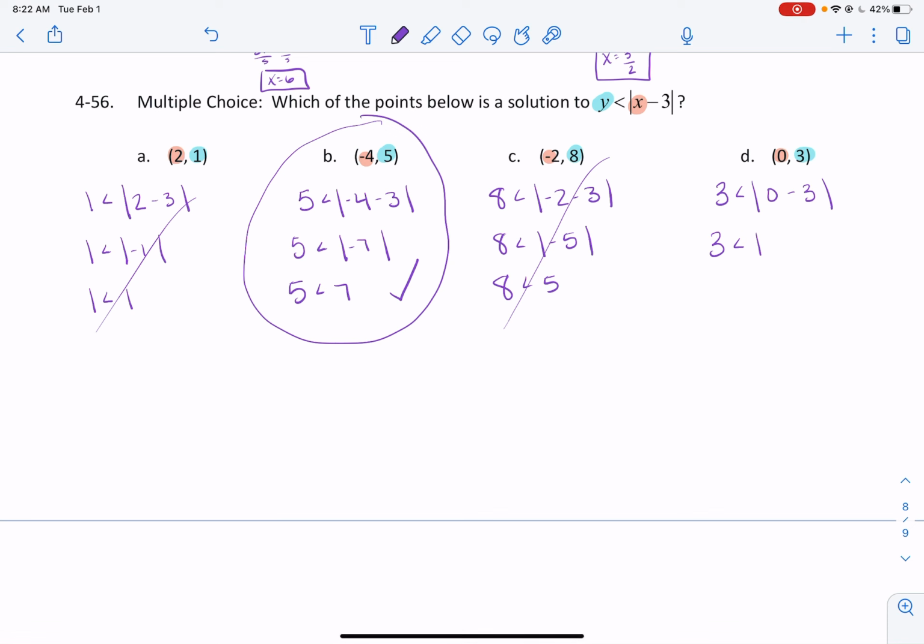And then the last one, that'd be 0 minus 3 here. That'd be negative 3. Is 3 less than 3? Nope, that's not true. So just part B.